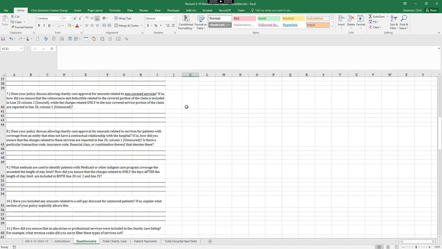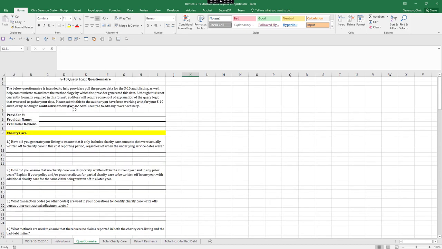At the very top of this template, you'll see our email address, auditadvisement@wpsic.com. Now, if you're already working with an auditor on the Worksheet S-10, go ahead and send those questions there. And if they need to escalate them for further research, they can send them to the audit advisement area. But if you have not, if you're just in the submission process, then feel free to use this email address.